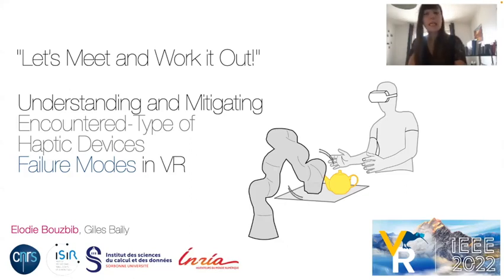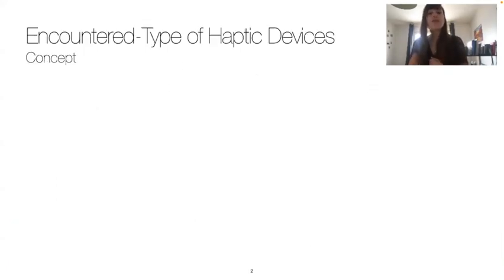I'm a postdoc at IEEE, and today I'll present a paper that we wrote with Gilles, CNRS researcher from Sorbonne University, about understanding and mitigating encountered-type haptic devices failure modes in VR. First, let's start by defining the whole concept of encountered-type haptic devices.